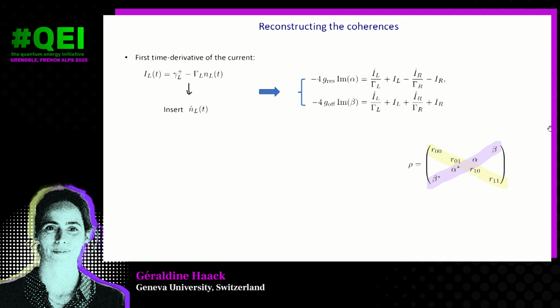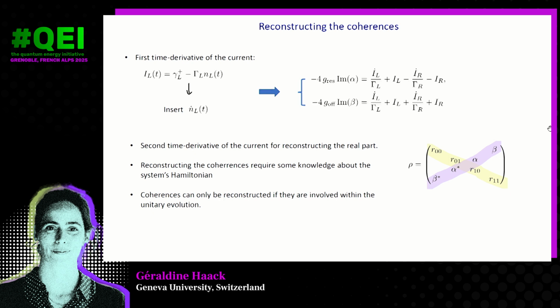So you get these kinds of equations, and so you see that, for instance, you can access the imaginary part of alpha if there is a certain type of interaction between the qubits, and the same for the imaginary part of beta. So that's the idea: you need, for instance, the first time derivative to reconstruct the imaginary part, but these coherences can be complex, so you have to reconstruct also the real part, and this is done by looking at the second time derivatives of the currents.